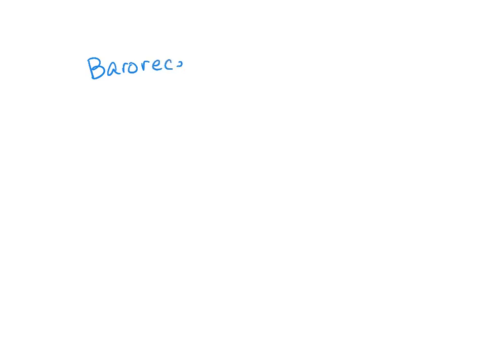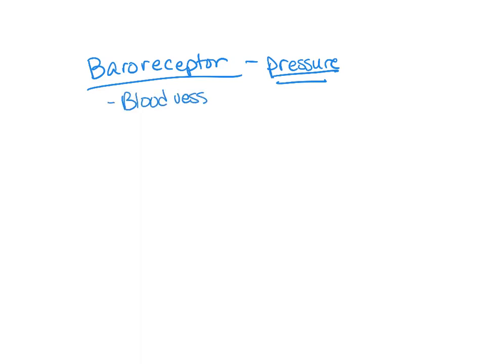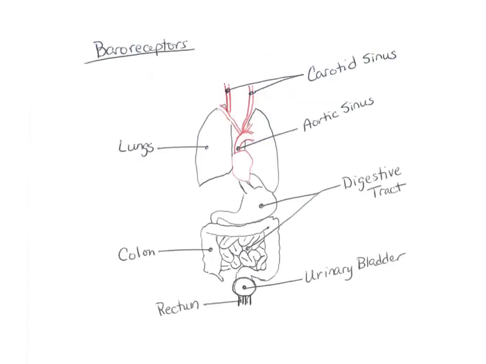Baroreceptors are going to detect pressure. They monitor changes in pressure in blood vessels and in your tracts inside your body, like passageways within your body. So here's some of those passageways that I was talking about. In specific blood vessels, like in your carotid arteries that are in your neck, there are baroreceptors that can detect the amount of pressure against those blood vessel walls.